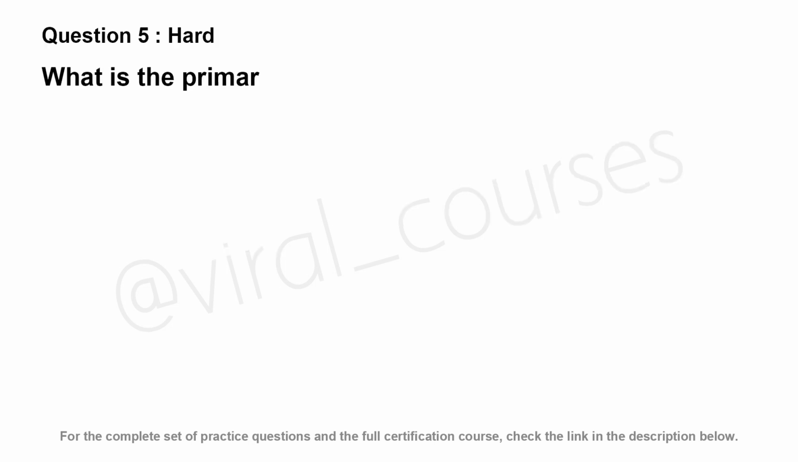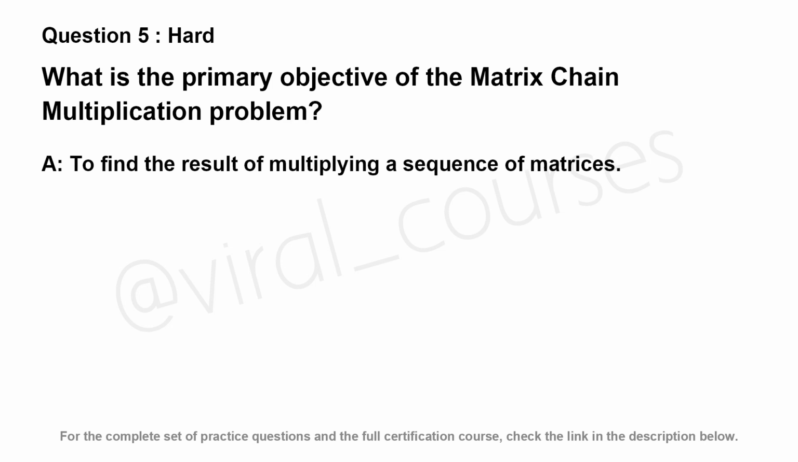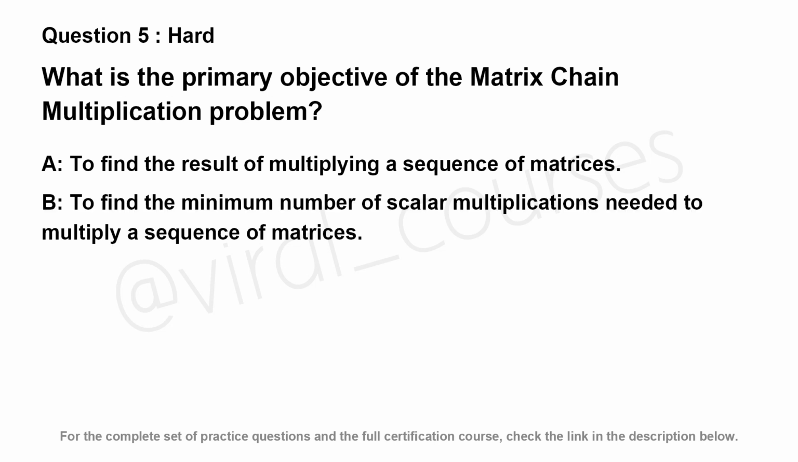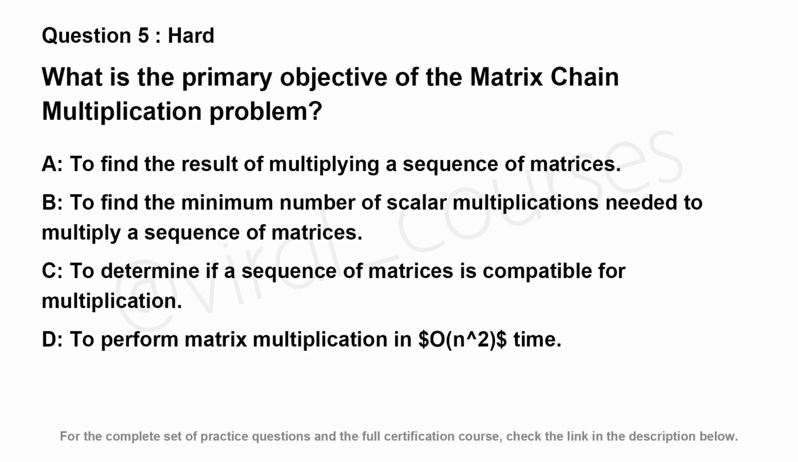What is the primary objective of the matrix chain multiplication problem? Option A, to find the result of multiplying a sequence of matrices. Option B, to find the minimum number of scalar multiplications needed to multiply a sequence of matrices. Option C, to determine if a sequence of matrices is compatible for multiplication. Option D, to perform matrix multiplication in O(n squared) time.